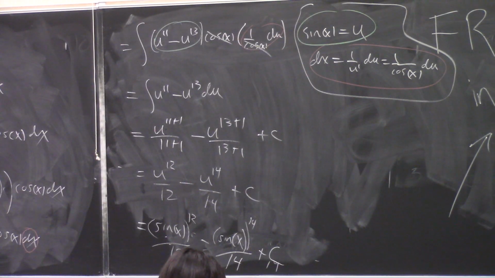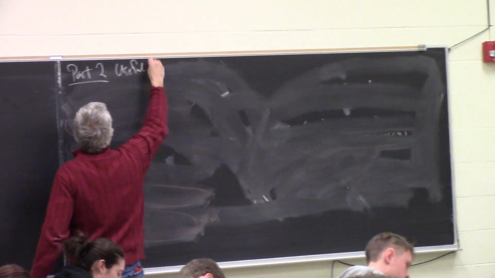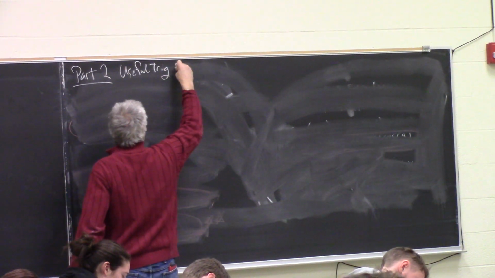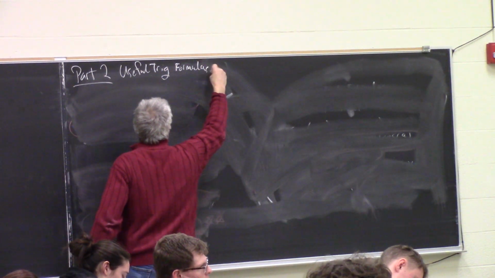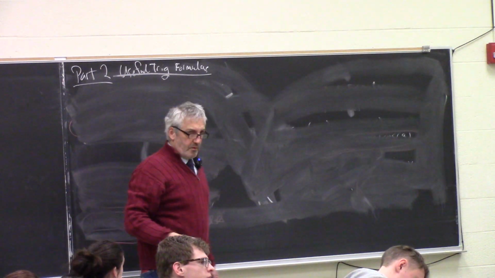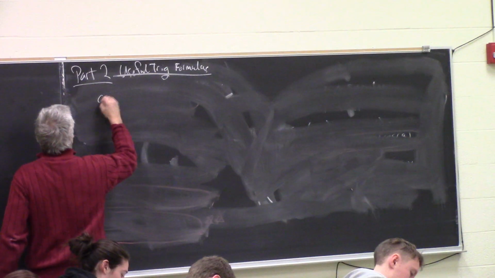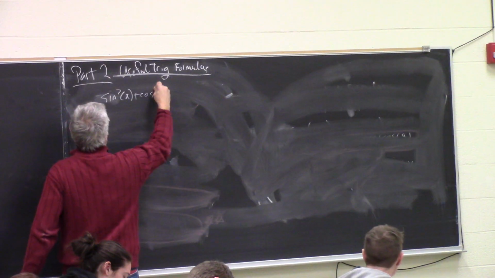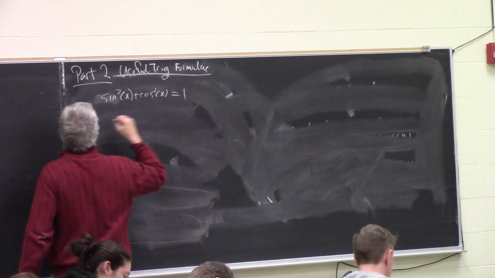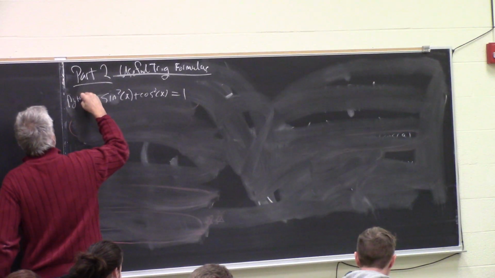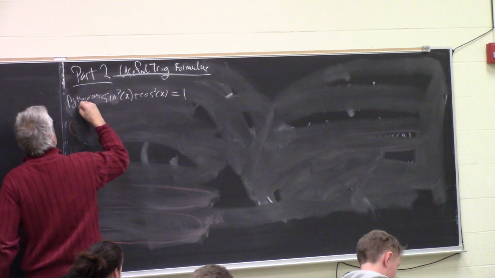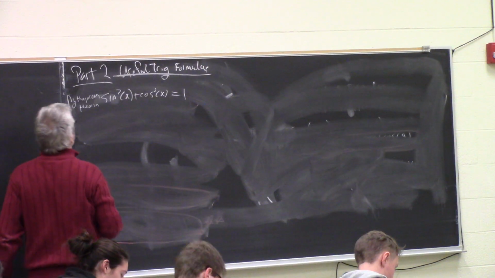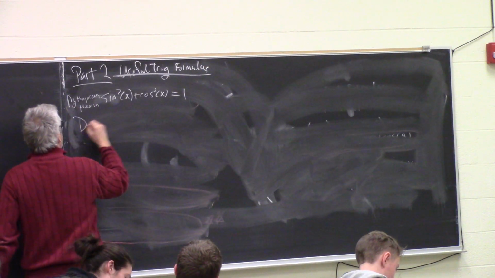Part 2, I'm going to put over here. Useful trig formulas. So we've already used one, sine squared x plus cos squared x equals 1. That's the Pythagorean theorem. And then we have double angle formulas, like this one.